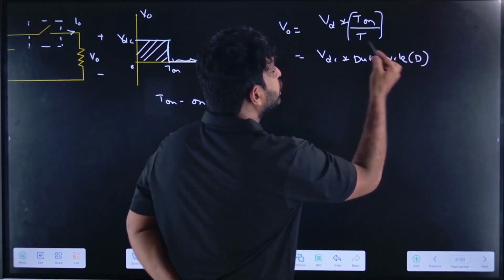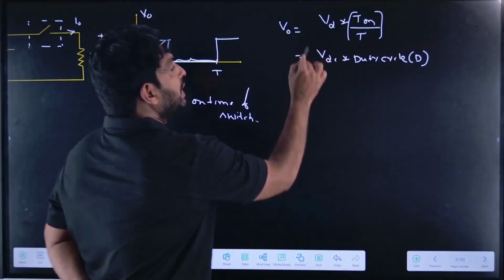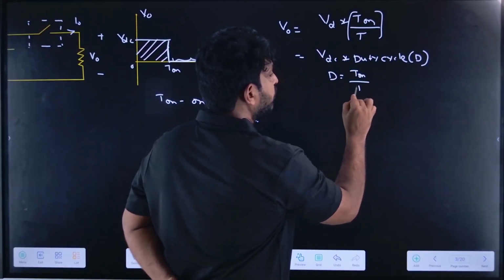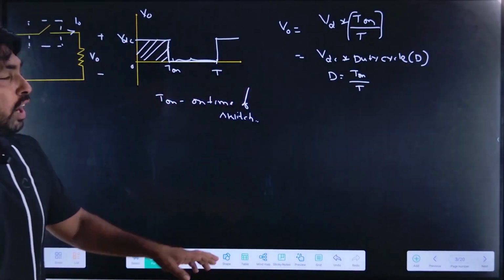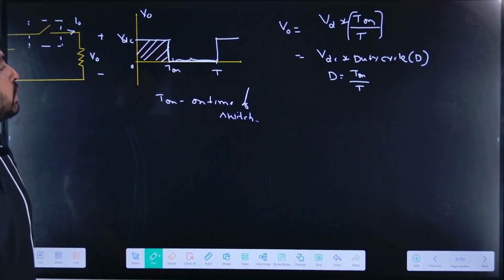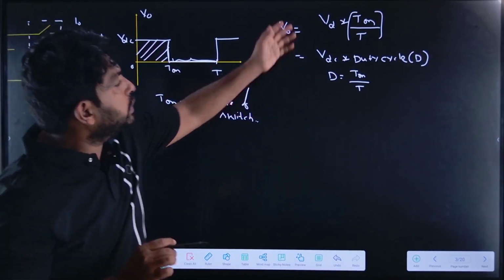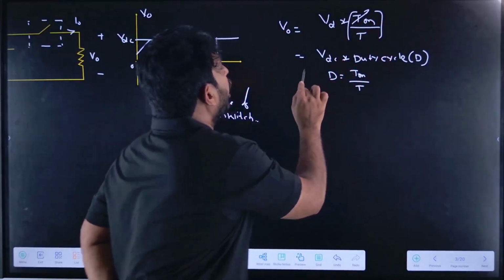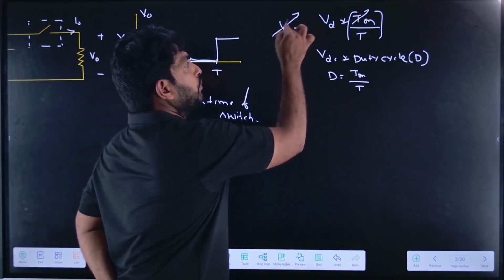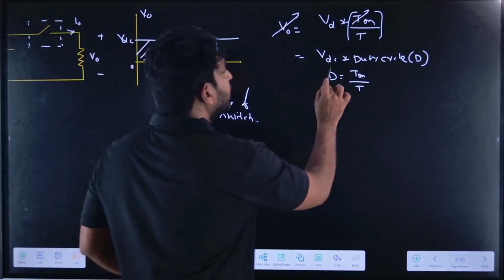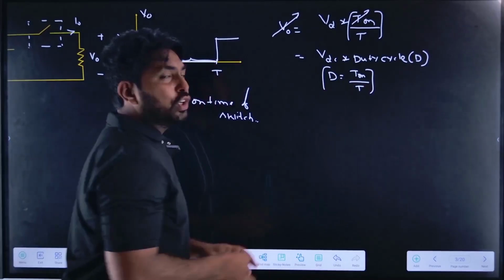So now what is the duty cycle? Duty cycle is equal to T on by T. Now if I vary the T on, how will it change? If I vary the T on, the output voltage will also vary. So here D equals T on by T.